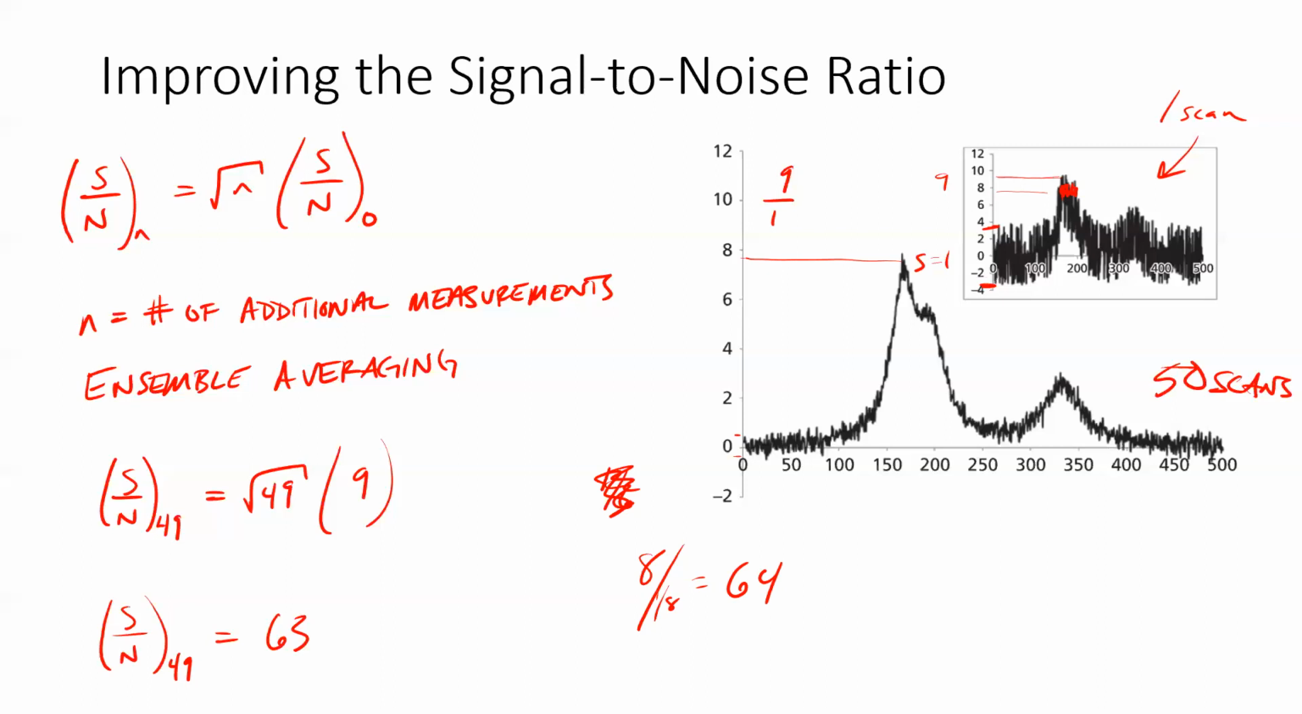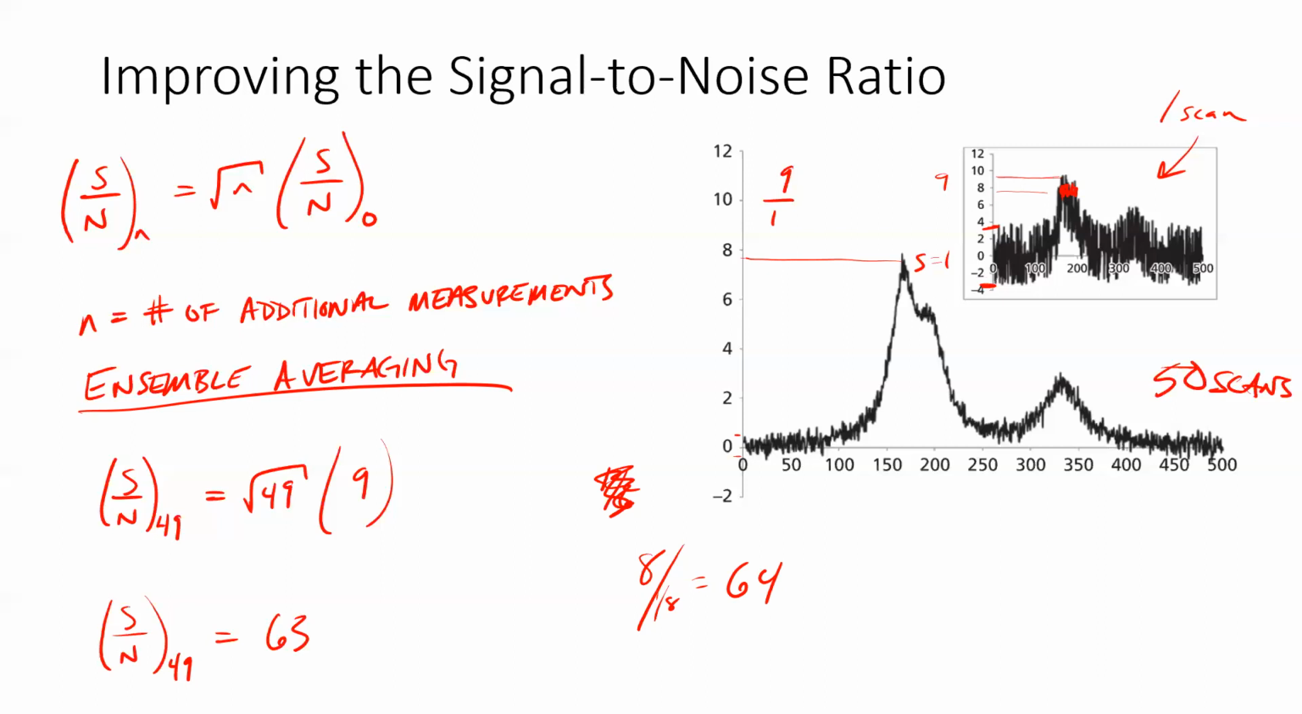So ensemble averaging is by far the most common way of improving signal to noise ratio. When you take an NMR and you say that's not good, let's take 72 more scans, right? All you're doing is averaging those 72 scans with whatever you took the first time.